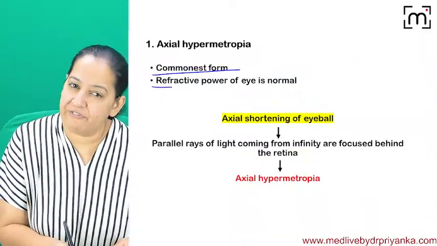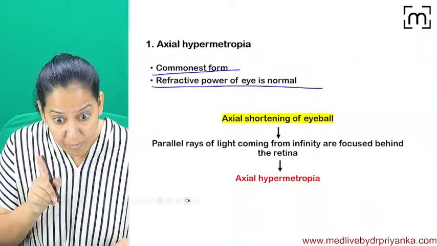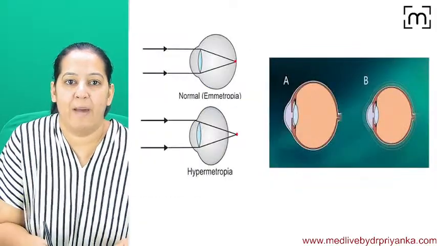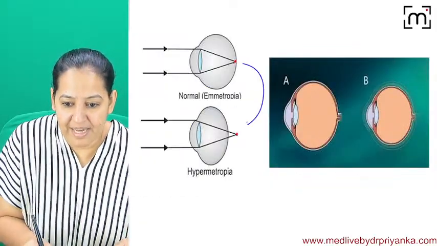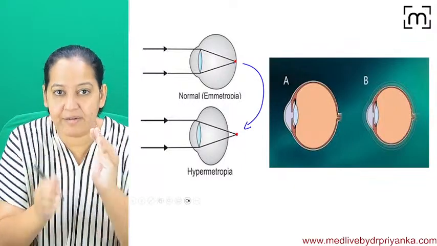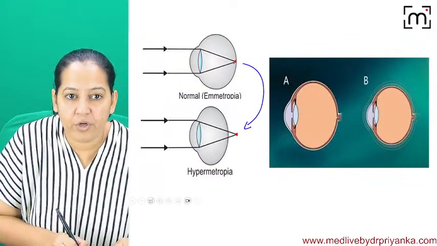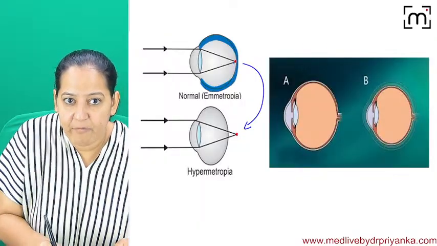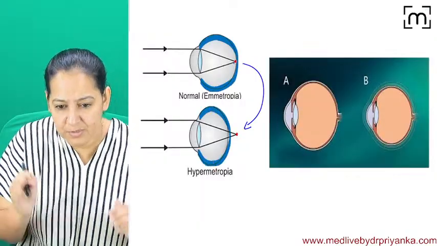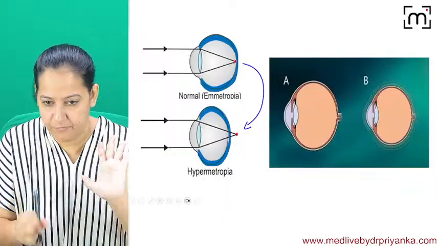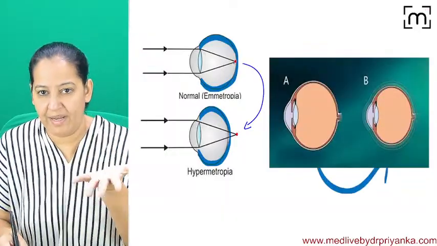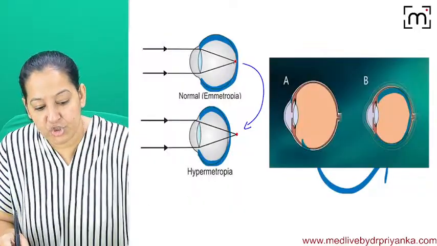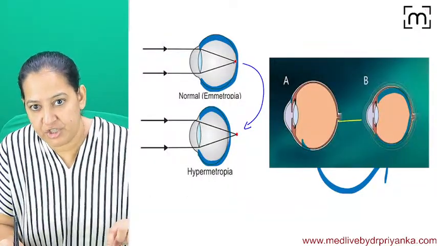And here the refractive power of the eye is normal. What is the problem? The problem is axial shortening of the eyeball. Appreciate the eyeball and its size here. Can you see it's a little bit smaller? Highlight this size and this size. This one is a little bit shorter. You can appreciate this size versus this size. It is shortening.